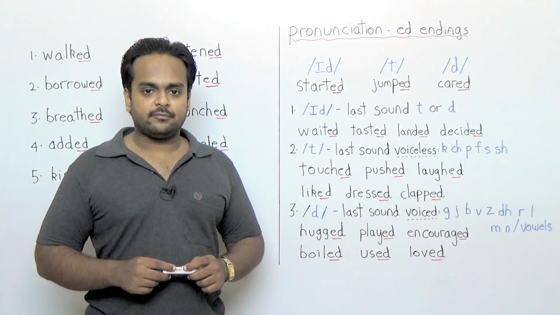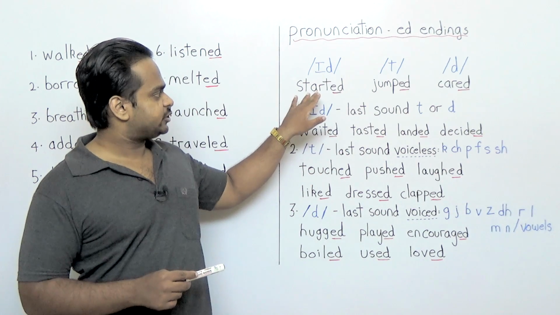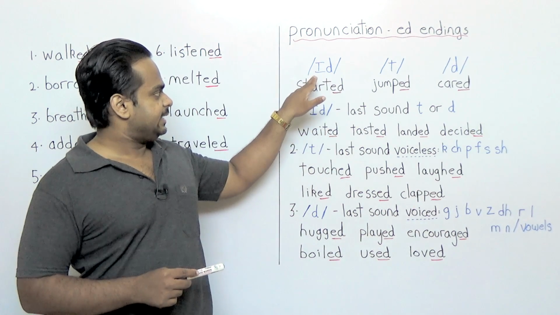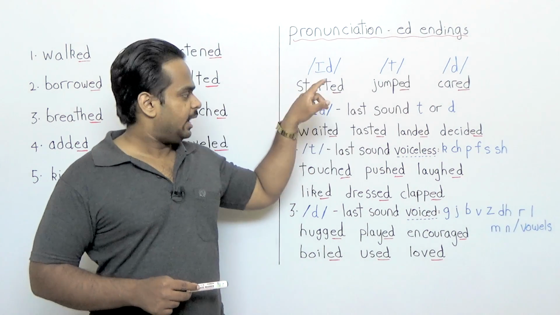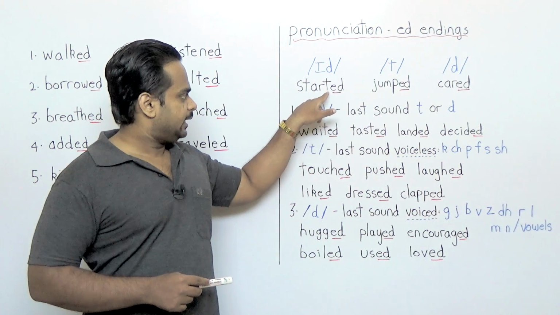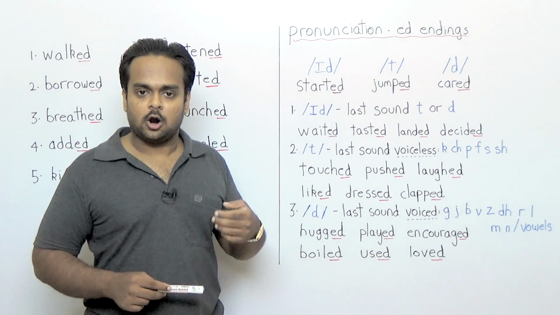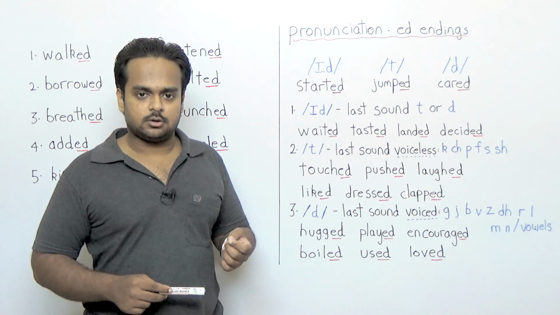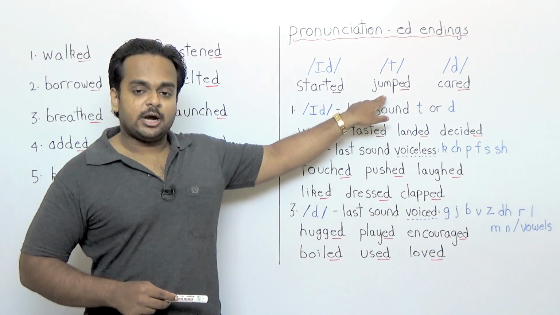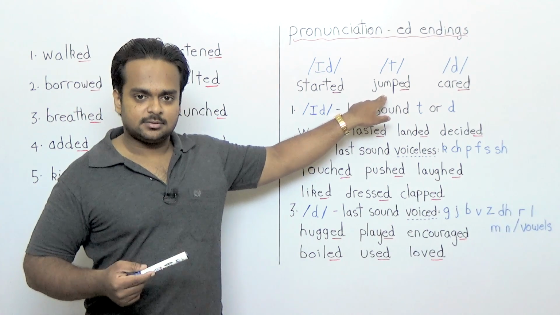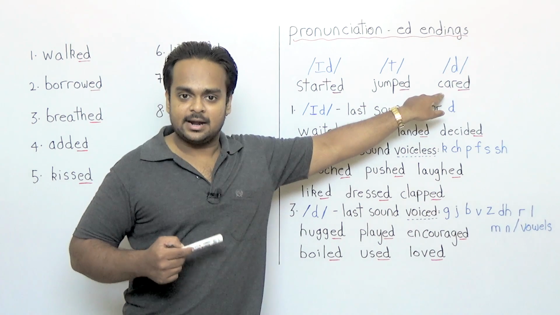All right, now when you have a verb with an ed ending, it can be pronounced in one of three ways, either as id, t, or d, as in started. Here the sound is started, id. It's not started, but it's a little softer, started. In this word, it's jumped, t, or cared, d.